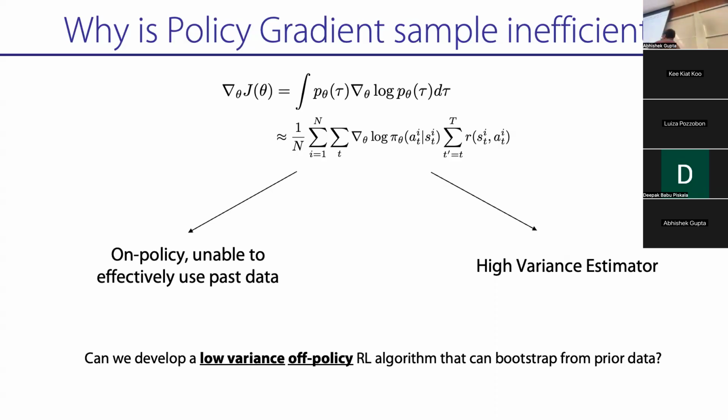Okay, so our goal is going to be to develop a low variance off policy RL method that can bootstrap from prior data and learn way more efficiently. So policy gradient will take 100 hours to learn. We want to learn in like 20 minutes.